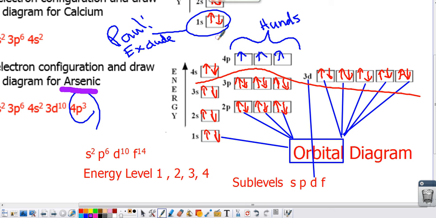So, on an energy diagram or an orbital diagram, we show the energy levels, 1, 2, 3, 4. We show sublevels, S, P, D, F. And we show orbitals with boxes, and then inside those orbital boxes, we throw the electrons. Next page.